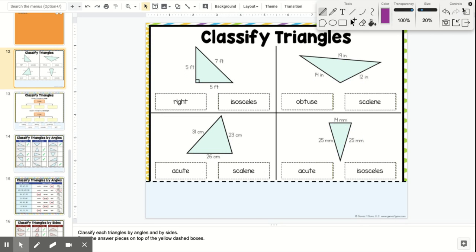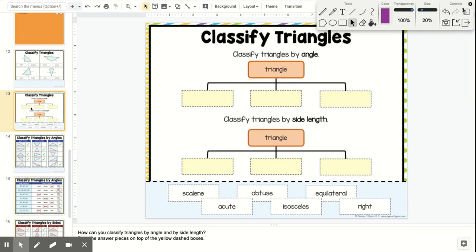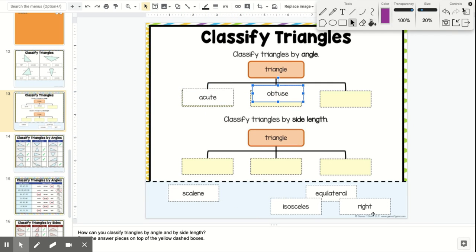The next slide, you just had to complete the hierarchy. So what are the three ways you can classify a triangle by its angle? Acute, and they did not have to be in this order, obtuse, and then right. But you did have to have these three names in these three boxes. It just doesn't have to be in that order.